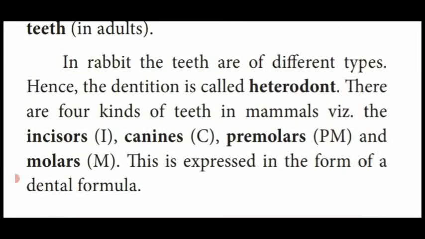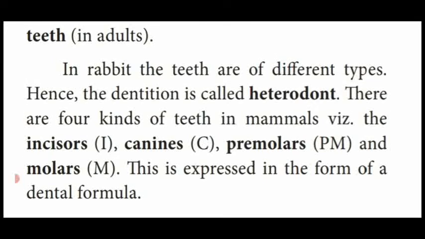Then one more question is also there. Differentiate between diphyodont and heterodont dentition. Kindly note down in your textbook. Two sets of teeth present in the life of an animal is called diphyodont dentition. The two types are milk teeth and permanent teeth. Next one, heterodont. In the life of an animal, different types of teeth present in the mouth region is called heterodont dentition. They are incisor, canine, premolar and molar.